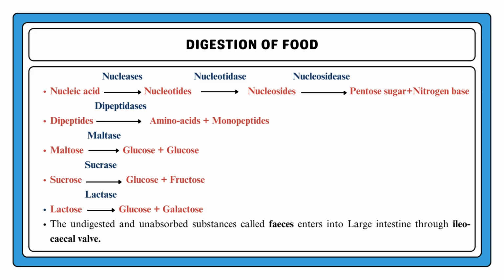In the presence of dipeptidases, the dipeptides are converted into amino acids and monopeptides. In the presence of maltase, the maltose is converted into glucose and glucose. In the presence of sucrase, the sucrose is converted into glucose and fructose. In the presence of lactase, the lactose is converted into glucose and galactose. The undigested and unabsorbed substances called feces enter into the large intestine through the ileocecal valve.